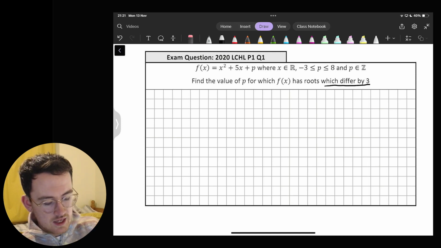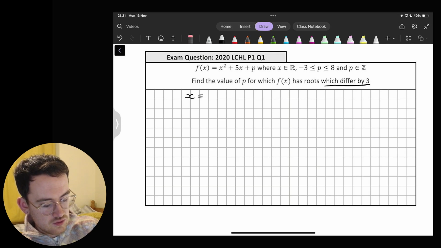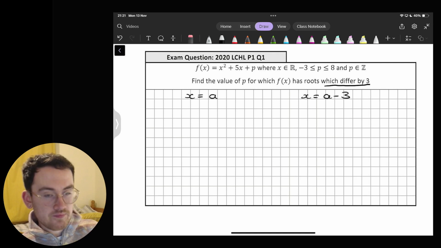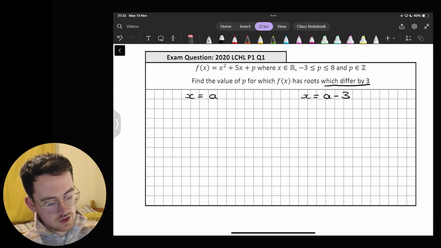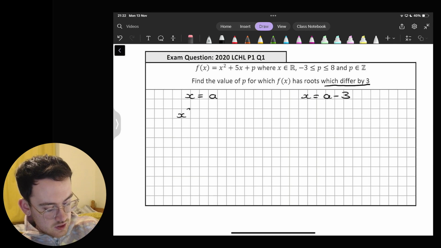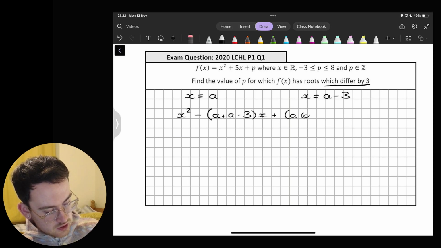So we can label that however we want. If we let the first root be a, we could let the other root be 3 smaller. Okay, so they differ by 3. You could add on 3 either way. It should give you the same result regardless. Let's use our little rule here. So in here we put the sum of the roots, and at the end we put the product of the roots.